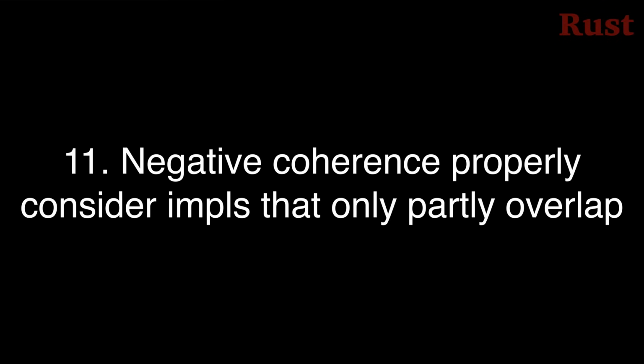Number 11. The compiler internals that deal with negative coherence now properly consider implementations that only partly overlap. I couldn't figure out what this means in terms of real code. So if you understand what's going on in this one, please comment below and clue me in. For now, I'm just going to assume that the compiler works even better when it's dealing with overlapping generic implementations.